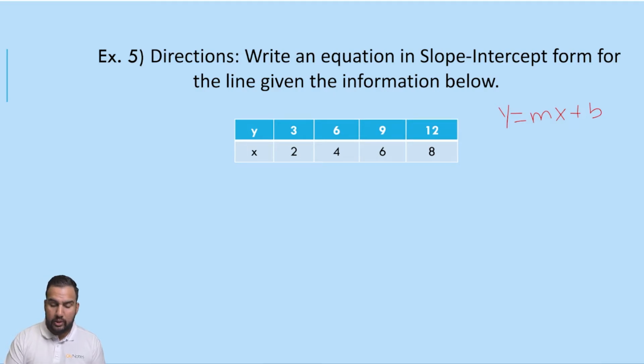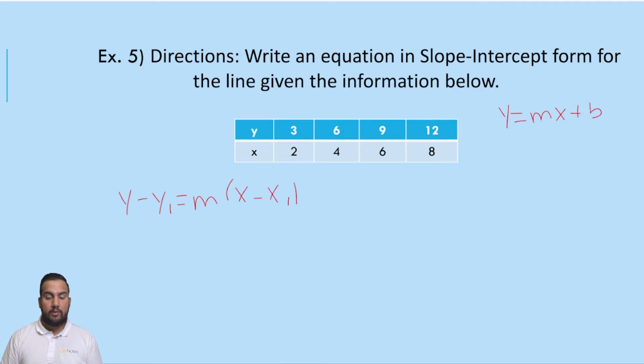So what we're going to do is create point slope formula. Y minus y1 is equal to m times x minus x1. And my first goal is to ask myself, what's my m? So what we're going to do is find our m. 3, 6, 9, 12 is plus 3. And then 2, 4, 6, 8 is plus 2. So I know that my slope is going to be y over x, which is 3 over 2.